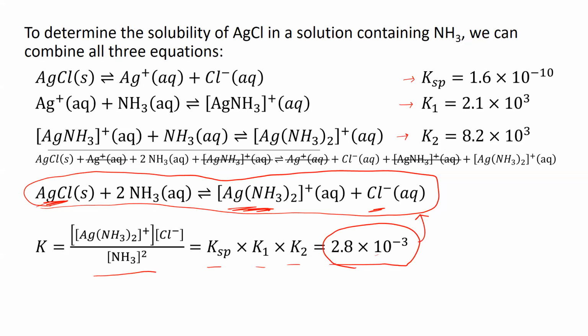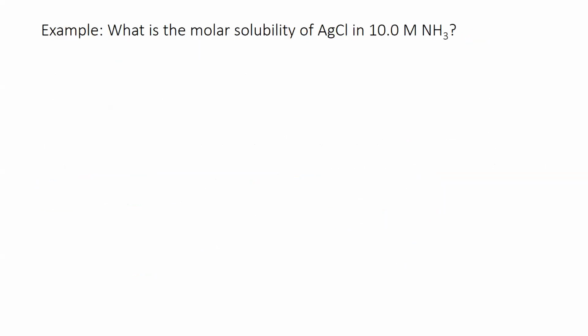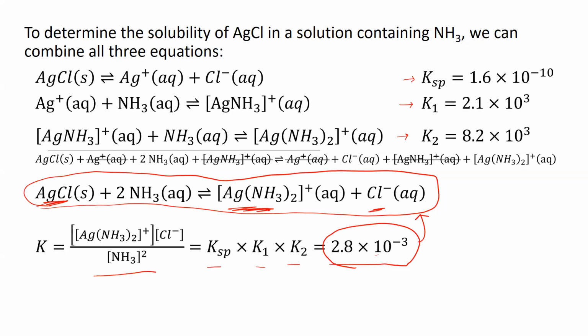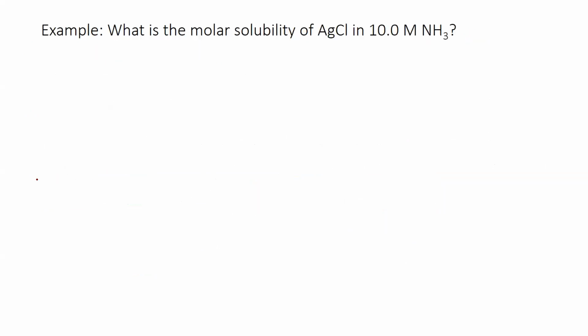What that allows us to do now is ask: what is the solubility of silver chloride in an ammonia solution? In this case, we're going to say in a 10 molar ammonia solution. The solubility is going to be based on how much of this silver chloride dissolves. To do that, the easiest way to set this up is to use an ICE box, with the overall equation that we had on the previous page.